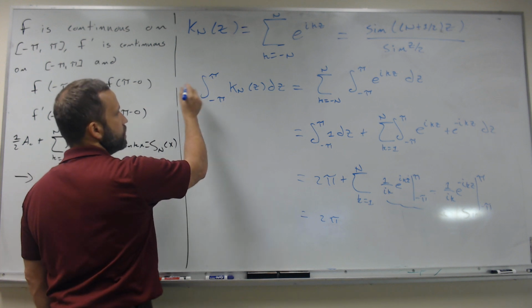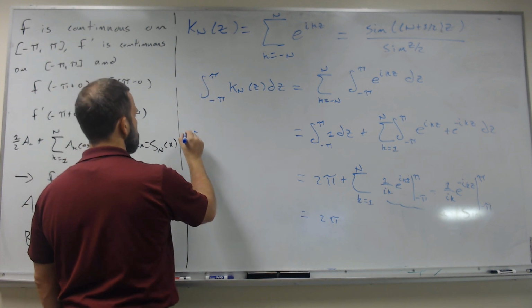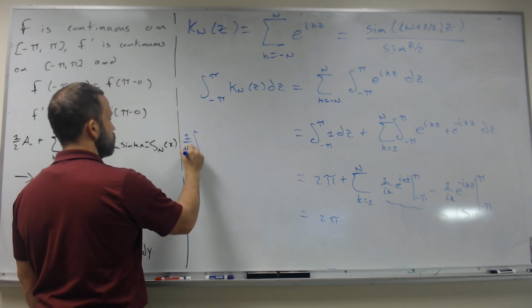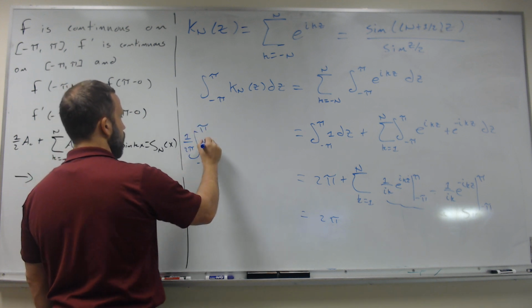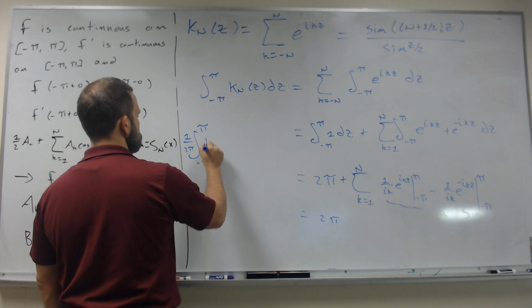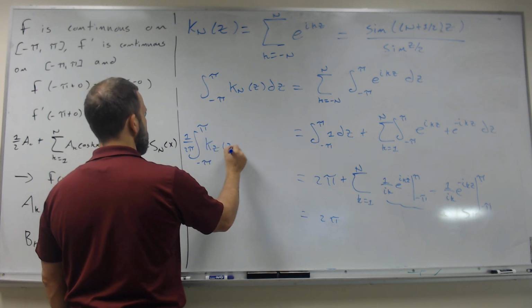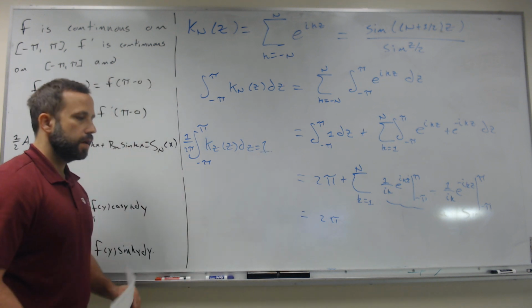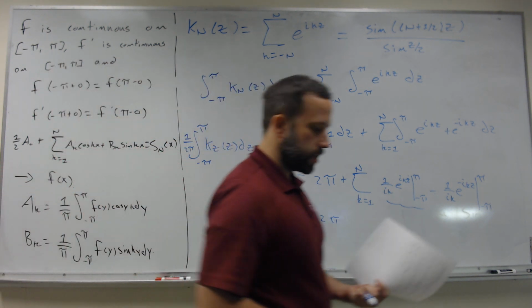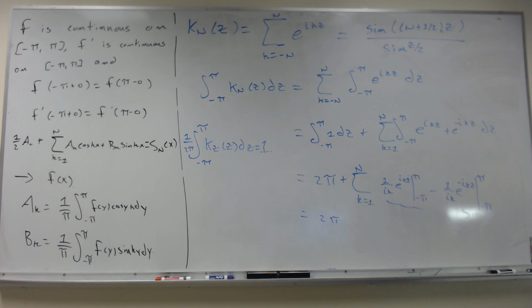Or, if I divide everything by 2 pi, 1 over 2 pi times the integral from minus pi to pi of Kn of z dz is equal to 1. This will be extraordinarily helpful to us in just a moment.